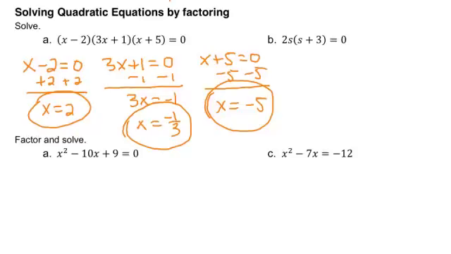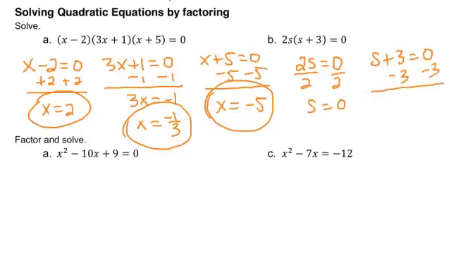For part B, again, we set each part equal to 0 for our equation. So we have 2s equals 0. We also have s plus 3 equals 0. So to solve for s, we're going to divide by 2. So s equals 0. For the second one, we're going to subtract 3. So s equals -3. And again, either of these solutions will work.